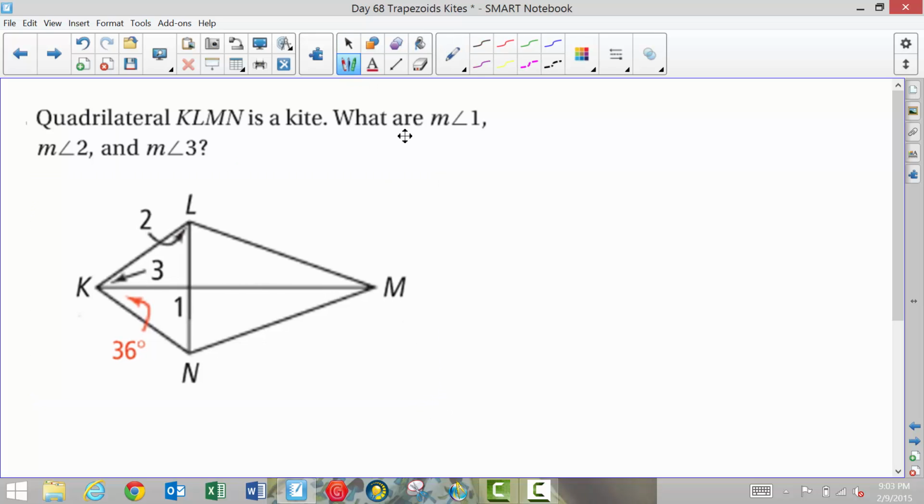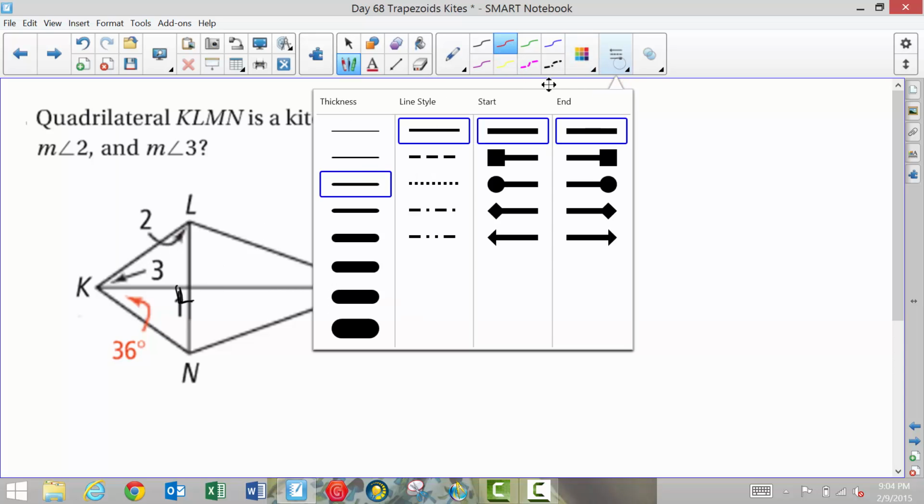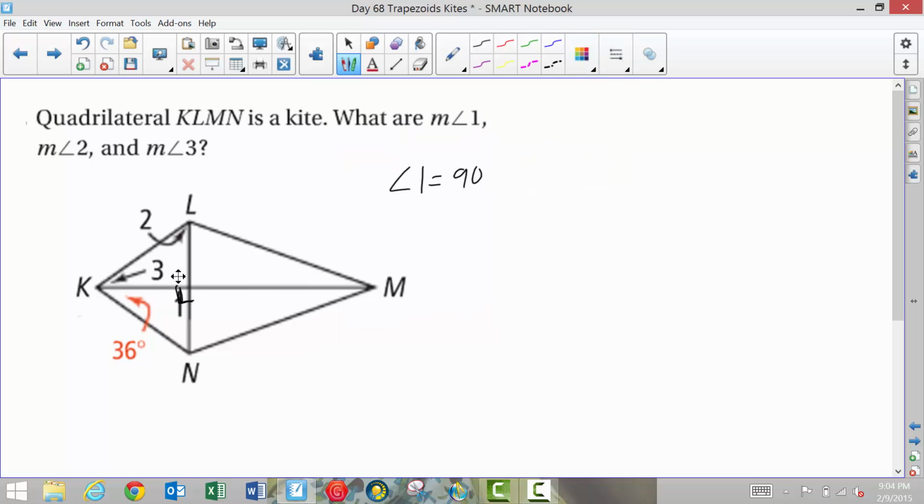So I have a quadrilateral, it's a kite. What are the measures of angles 1, 2, and 3? Well, I already know angle 1 is 90. How do I know? Because the intersection of diagonals is 90 degrees. So this is 90 degrees. Let's change up my color. So also I know I have this triangle highlighted in red. So I'm going to redraw it.